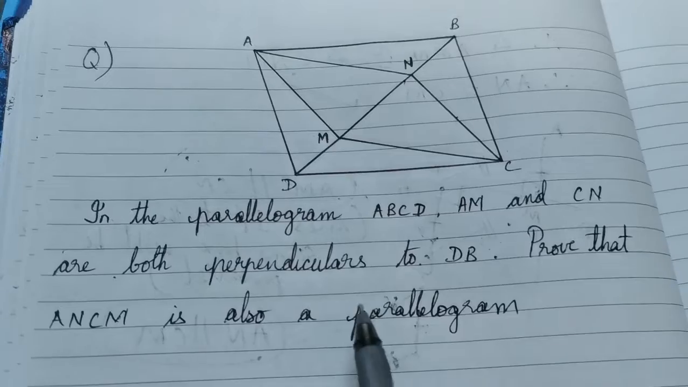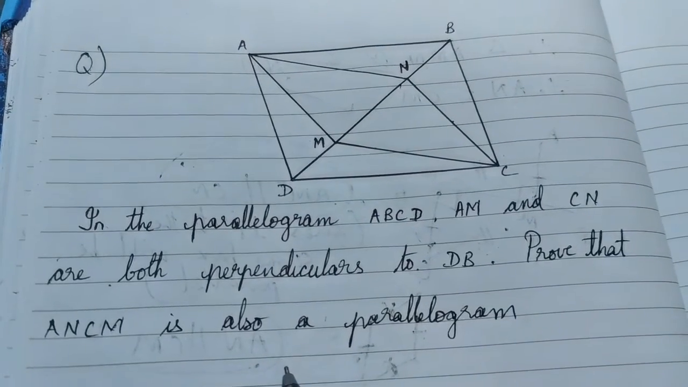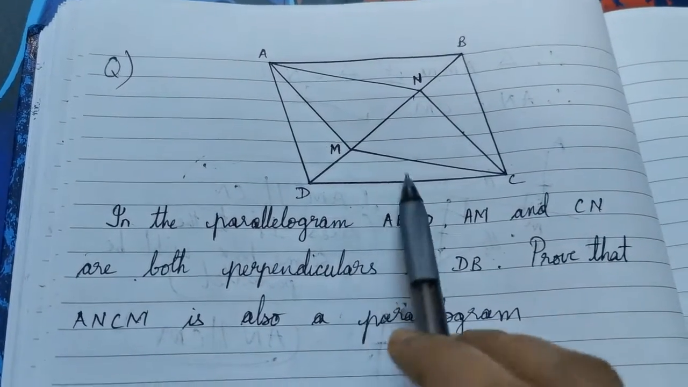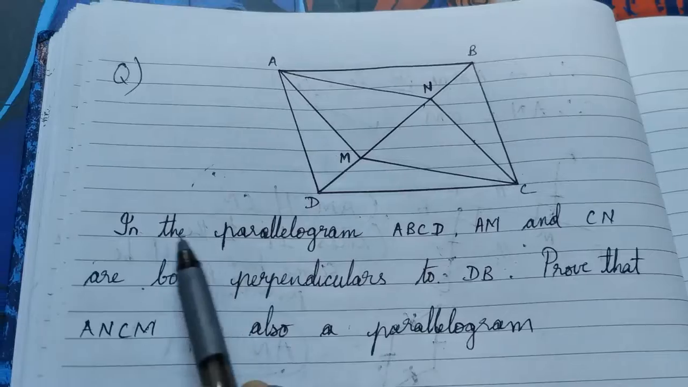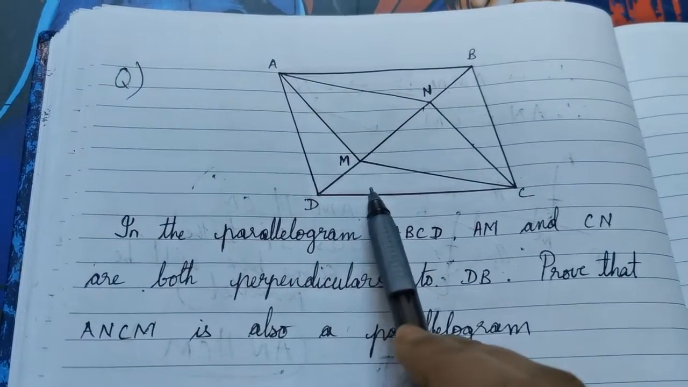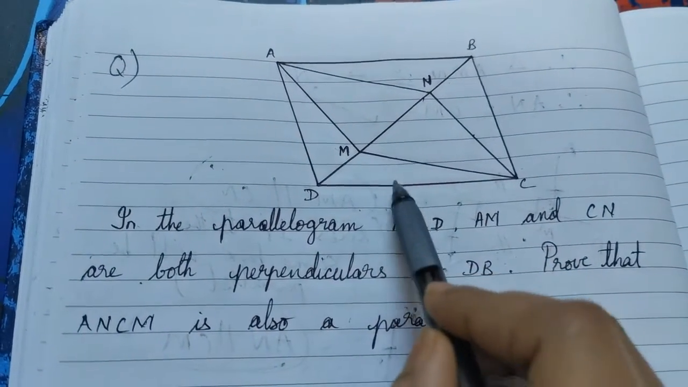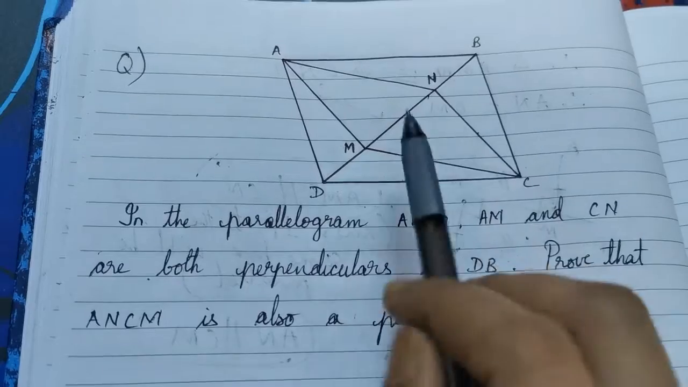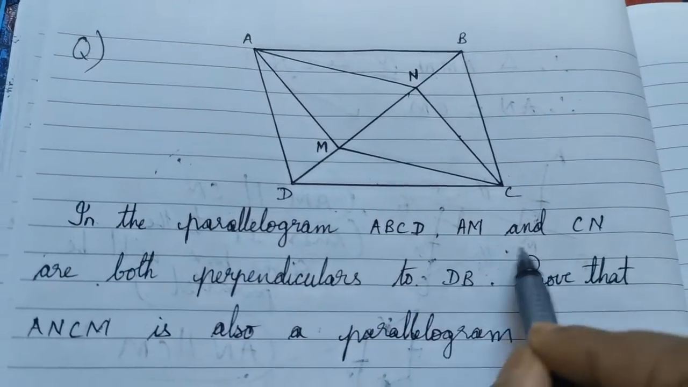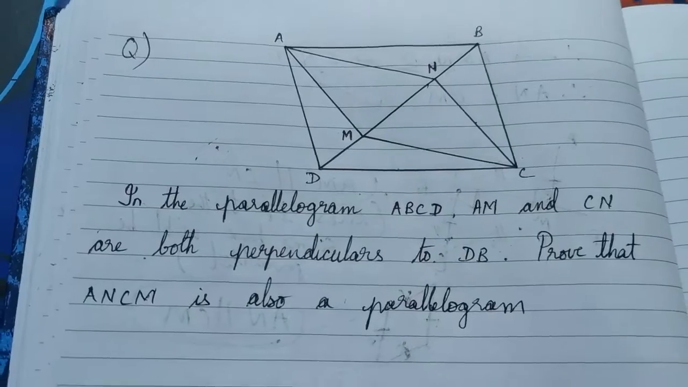Hello students, here I have a question from the textbook from the quadrilaterals chapter. So let's see what the question says. This figure is also a part of the question. They gave this figure and they are telling us that in the parallelogram ABCD, ABCD is a parallelogram where AM and CN are both perpendiculars to DB.